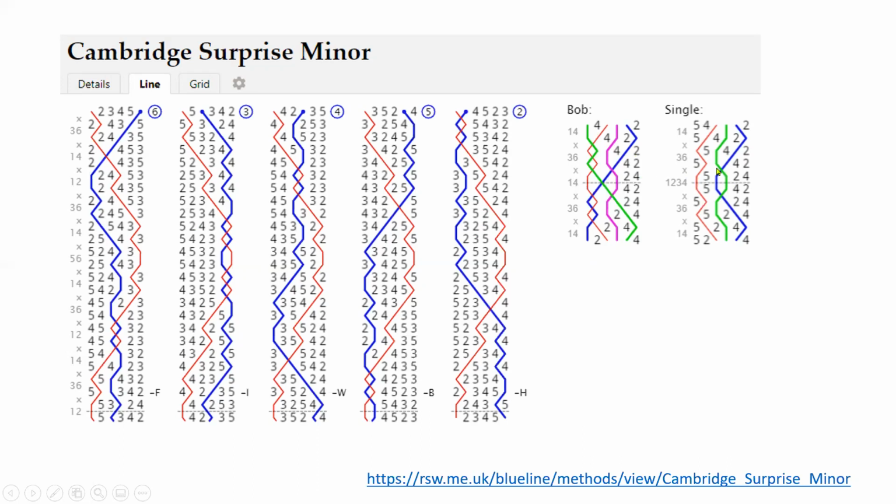Similarly, at the single, the bell making second stays where it is. Bells that were dodging in 3-4 make places around each other, and the 2 bells in 5-6 dodge. Exactly the same as the single in plain Bob minor.